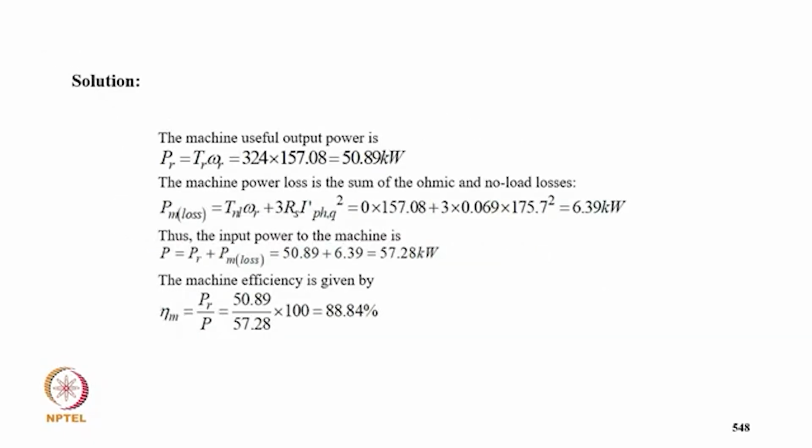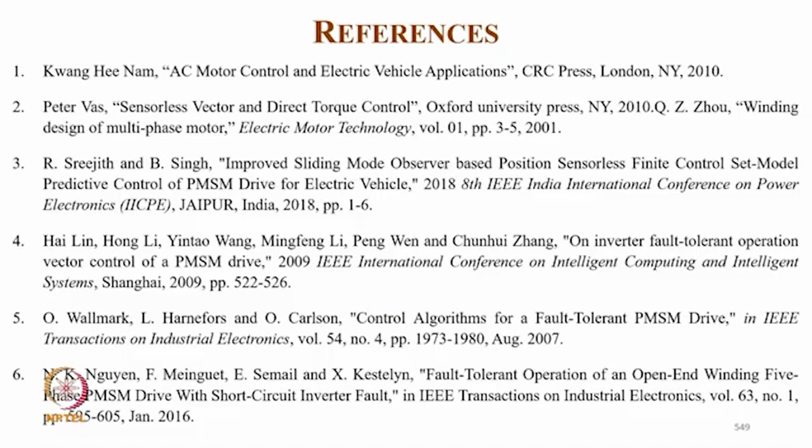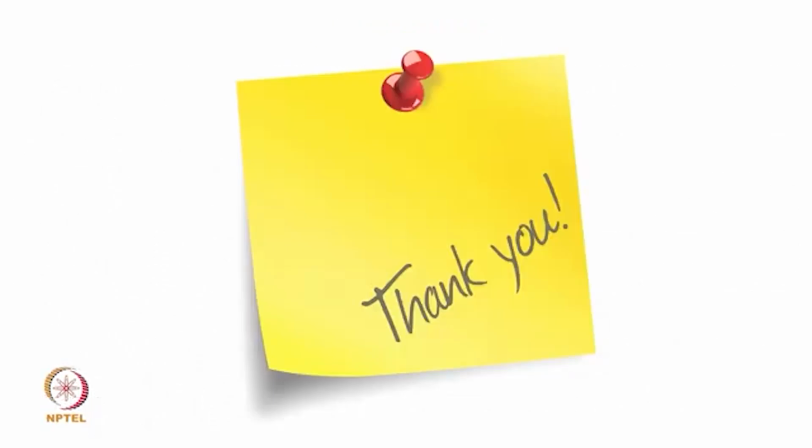And PR equal to TR omega R, 50.89 kilowatt, and the machine power loss is the sum of total TNL omega and 3 IS square RS, so it comes to 6.39. The input power to the motor is PR plus loss, 50.89 plus 6.39, so it's 57.28, and motor efficiency is PR upon PI, that comes to 88.84. These are the references from which this lecture is prepared. Thank you.